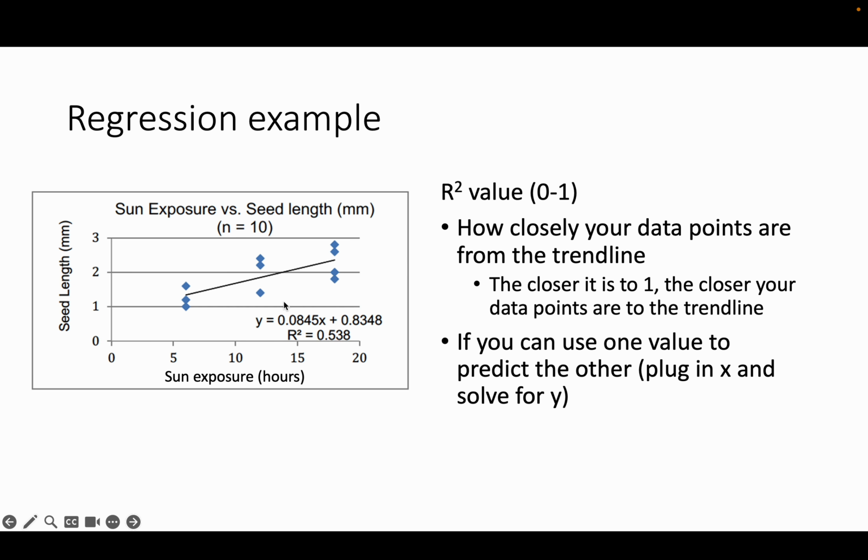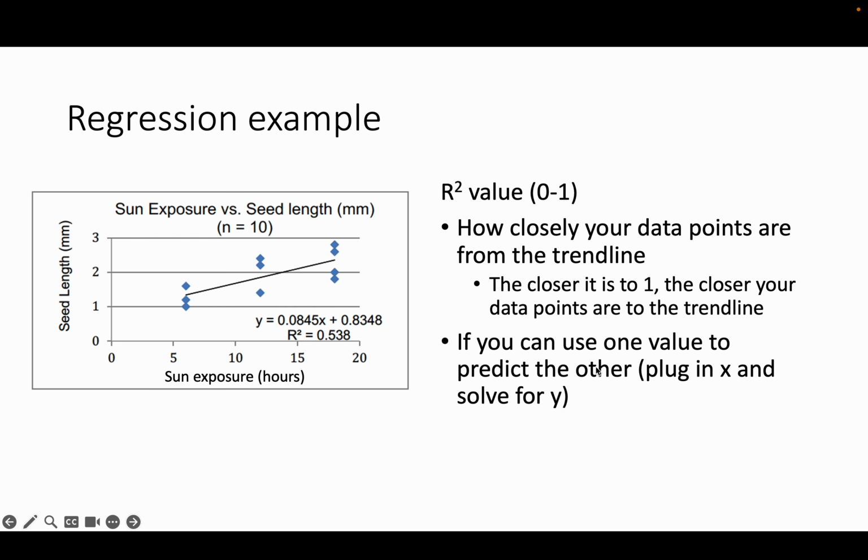However, you are also going to get the r-square value. The r-square value ranges from 0 to 1. The r-square value tells you how close your data points are to the trend line. The closer your data points are to the trend line, the closer it's going to be to 1. So that's the first thing that the r-square value tells you. If you get an r-square value of 0.8 or above, the data points that you see here are very close to the trend line.